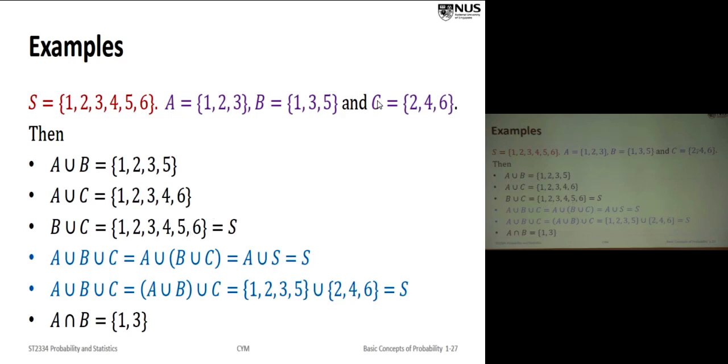Now C: 2 is not in B, so I put it here. I get 2. 4 is not in B, so I put it here. And 6 is not in here, so I put it in here. So the union of B and C is 1, 2, 3, 4, 5, 6. And that, of course, is exactly equal to the sample space in our example.